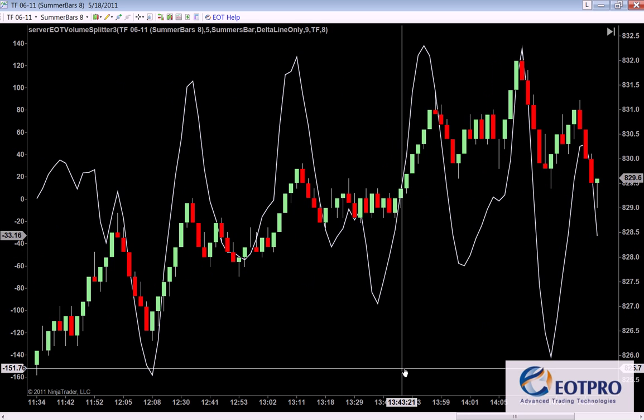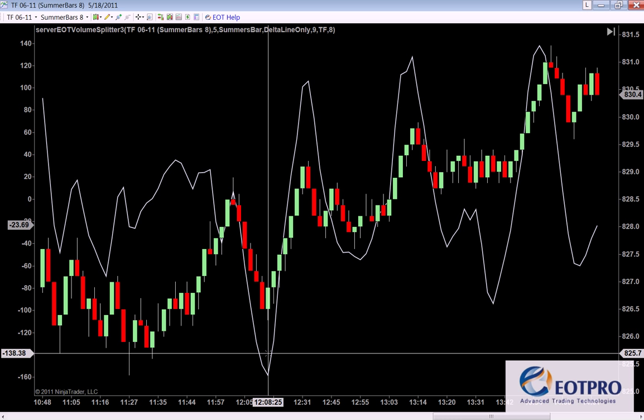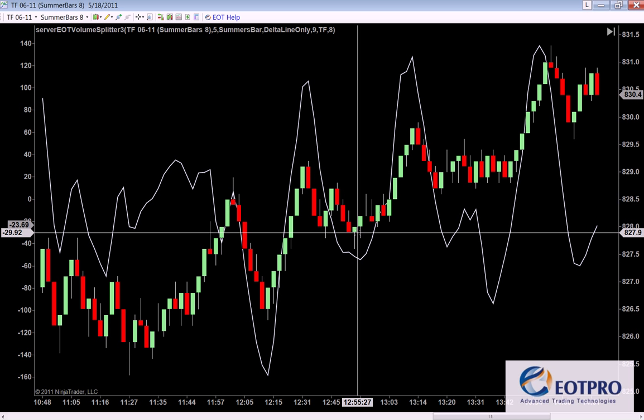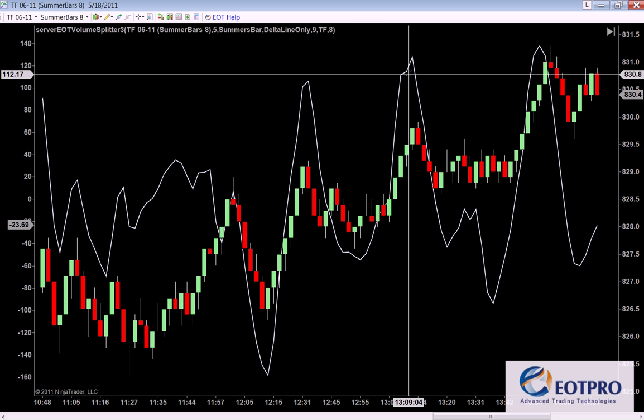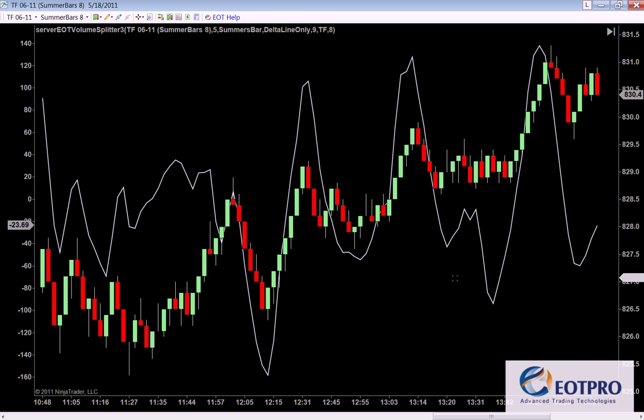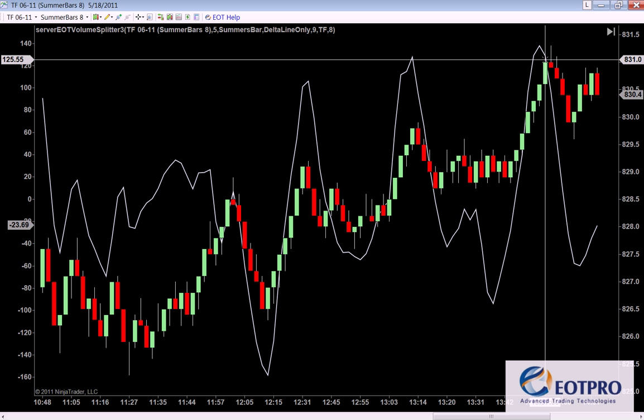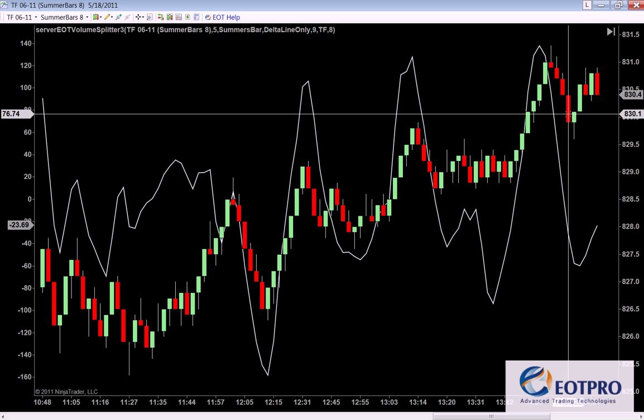Now it's pretty quick to turn. You can see that it's very, very fast to turn. Gives you great entries and exits. We always just want to trade in the direction of this line. And you can see the direction of this line is very, very good. Look how early it turned here before this moved down.